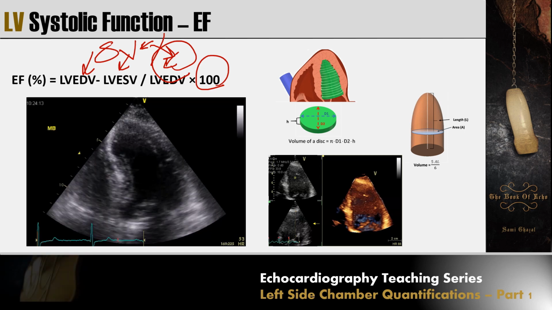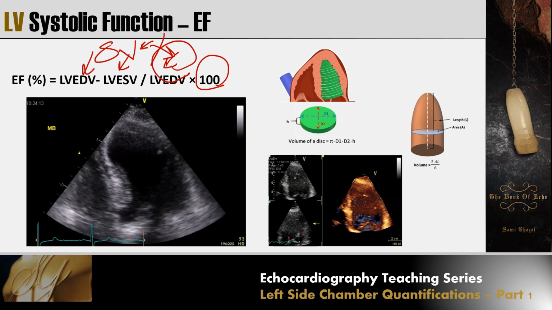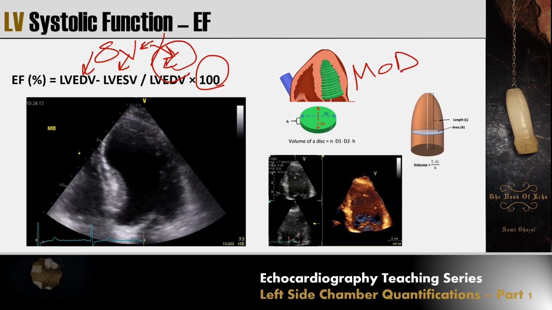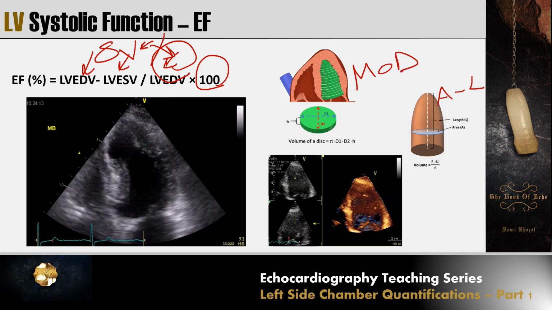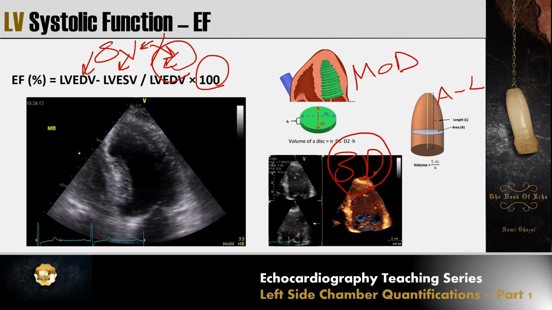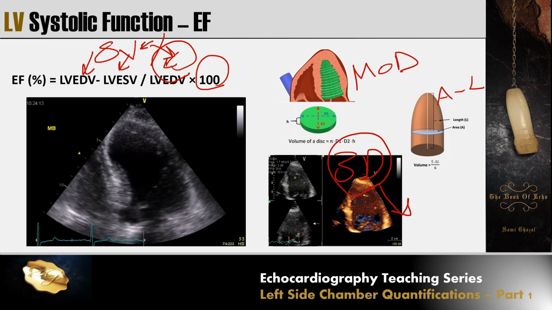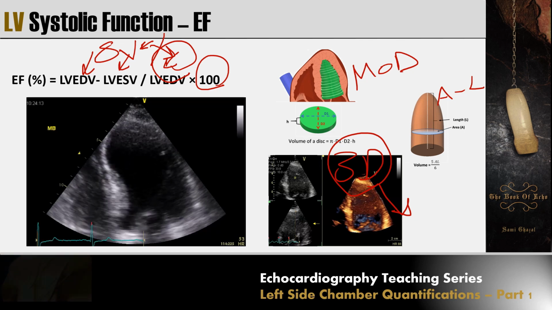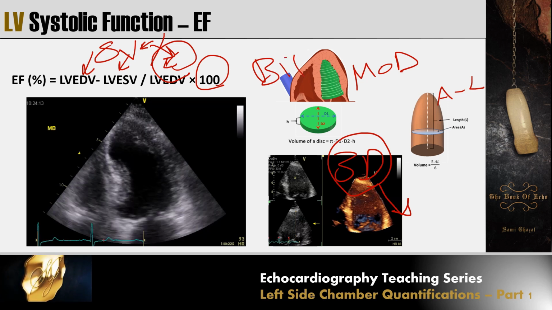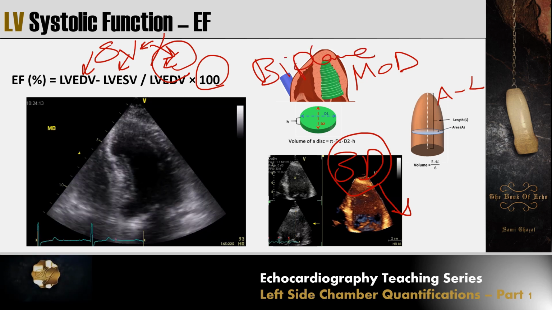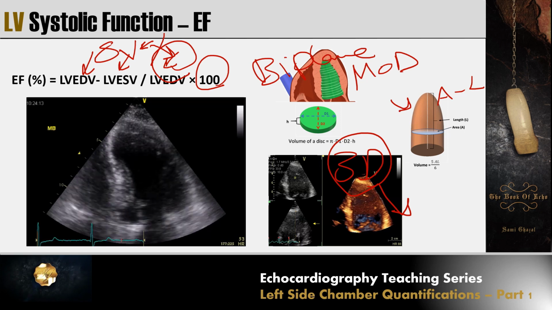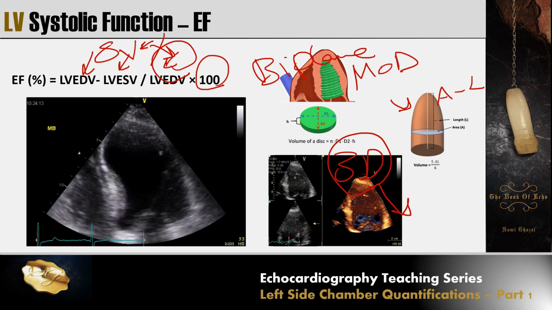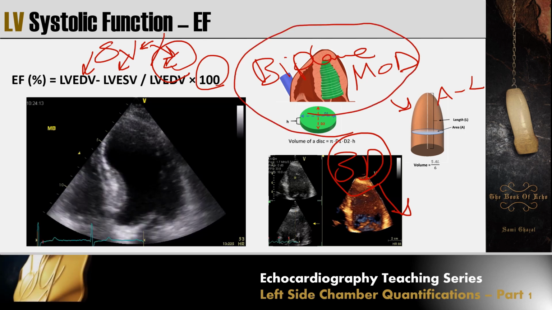And the best way to do it, of course, we can do it by the method of disc, or area length, or 3D. Definitely 3D is the best if we have the capability of doing 3D, for the reason mentioned before, followed by the biplane method of disc. It has to be biplane. And finally, the area length method. But the one that is most commonly used is the biplane method of disc.